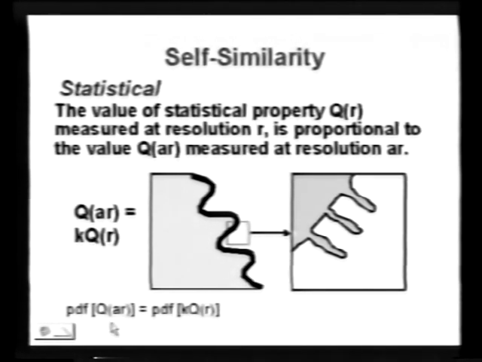This can also be described in this equation, which you may or may not be able to read at the bottom here, which says that the probability density function, which is the number of pieces of a given length.